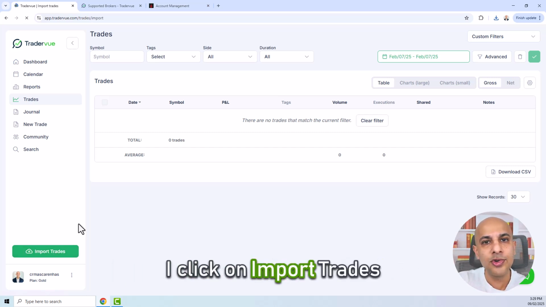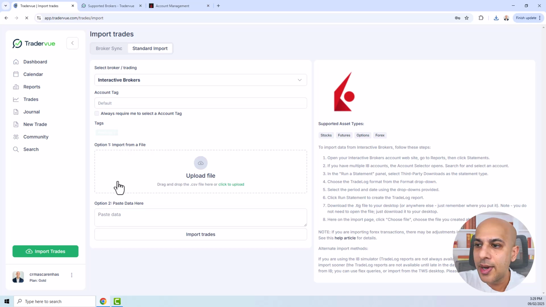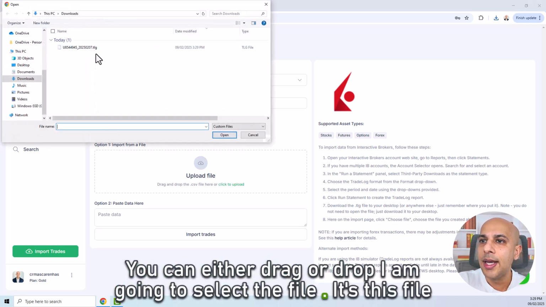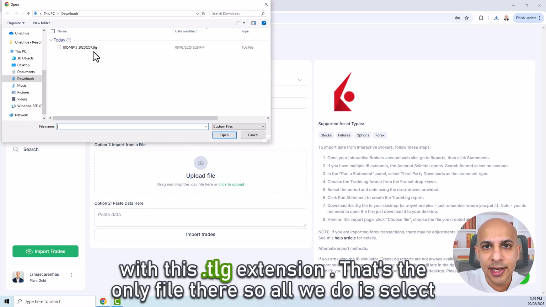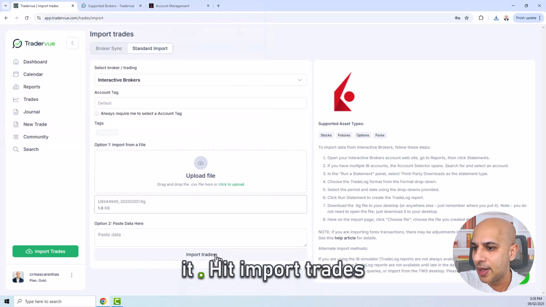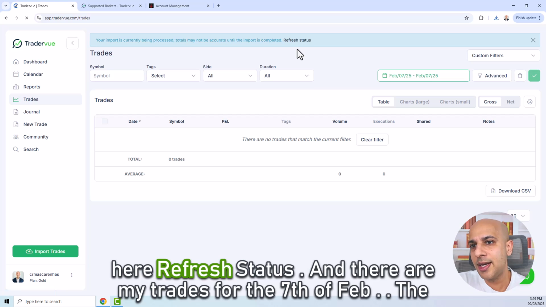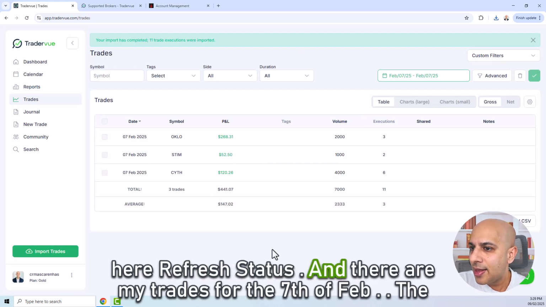Once that gets downloaded, I go back to TraderVue. I click on import trades. You can either drag and drop, or I'm going to select the file. It's this file with this .tlg extension. That's the only file there. So all we do is select it, hit import trades. Here, refresh status. And there are my trades for the 7th of Feb.